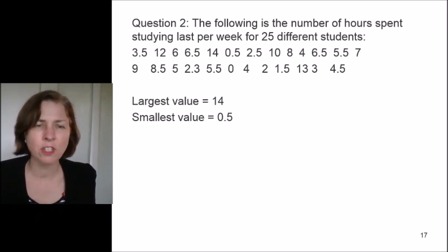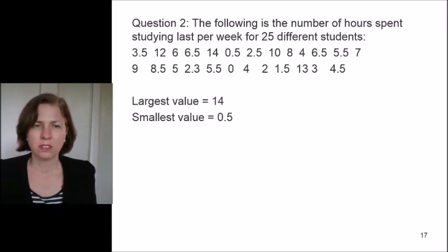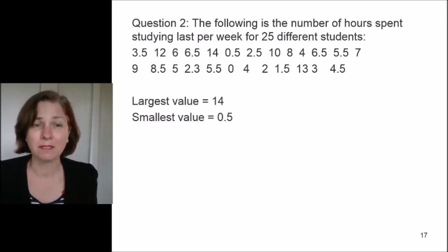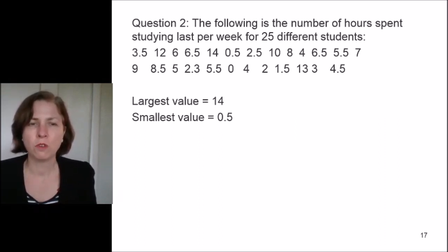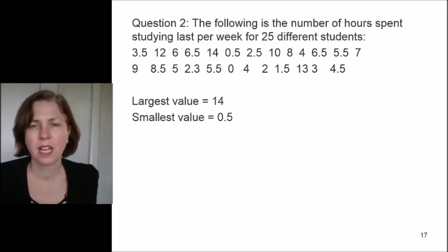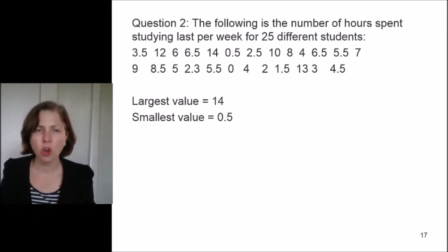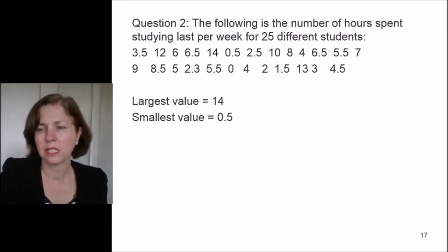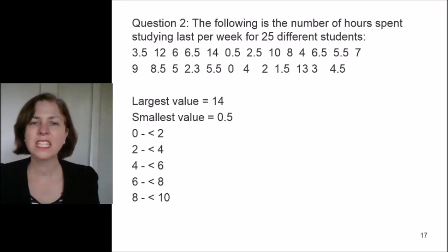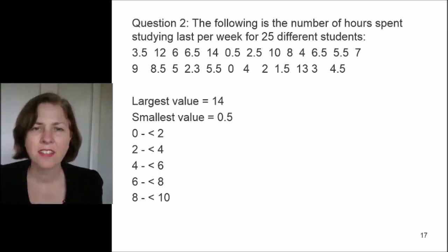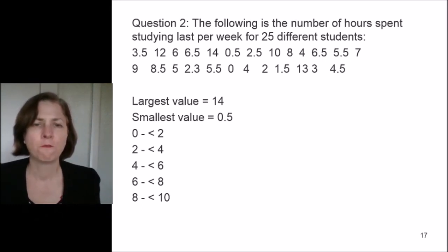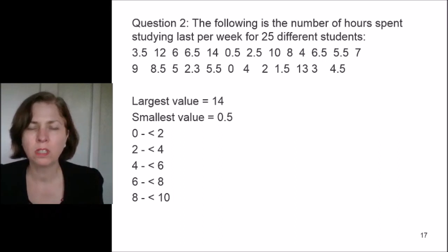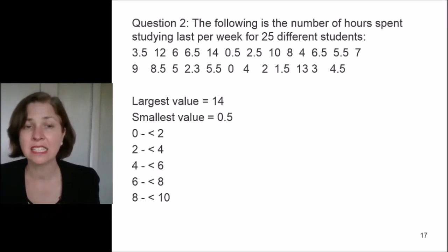That will give me 7 groups. I need to include 0, so from 0 to 2, from 2 to 4, 4 to 6, and so on. That's going to give me 7 groups. I'm going to go with that. So let's think about that. Now, I haven't done them all, but you can see there that I've gone from 0 up to less than 2, from 2 up to less than 4, from 4 up to less than 6, etc.